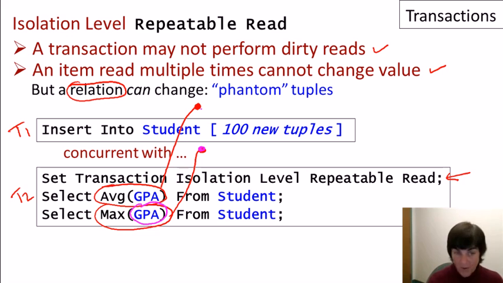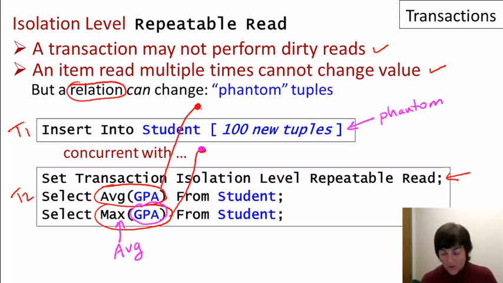So we are reading, though, some new tuples that were inserted, and in fact, if this max were an average instead of max, we might get two different answers for the average, even with repeatable read as the isolation level. But that's what it allows, and these 100 new tuples here are what are known as the phantom tuples. They sort of emerge during execution out of nowhere.